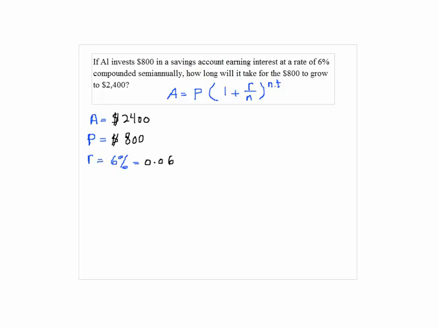All right, Sir Jenna, what is N? What is N equal to? If it were compounded annually, that would be 1, right? Semi-annually means how many times this is going to be applied. So what would N be? If it's compounded semi-annually, N would be equal to what? Okay, that's absolutely correct. That's 2.